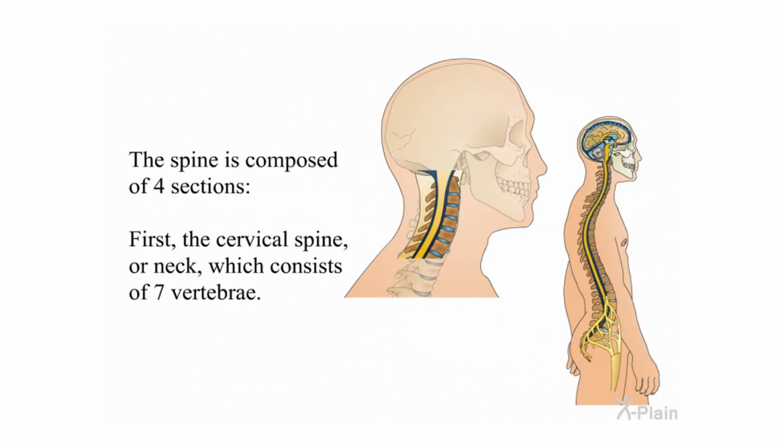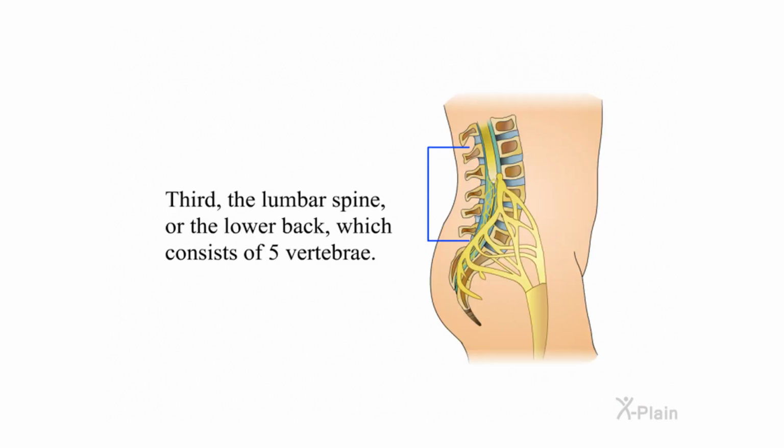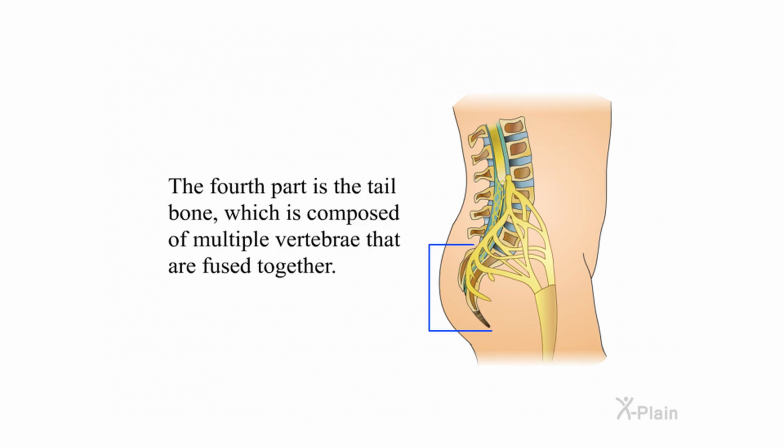The spine is composed of 4 sections. First, the cervical spine, or neck, which consists of 7 vertebrae. Second, the thoracic spine, or the middle part of the back, which consists of 12 vertebrae. Third, the lumbar spine, or the lower back, which consists of 5 vertebrae. The fourth part is the tailbone, which is composed of multiple vertebrae that are fused together.